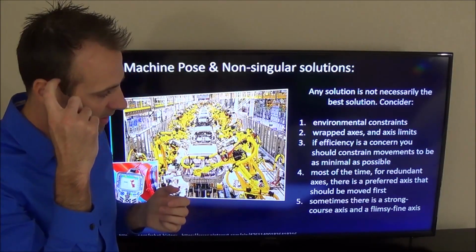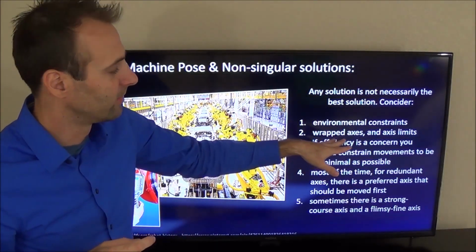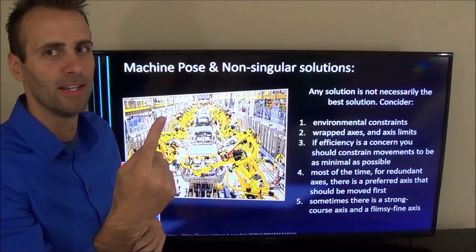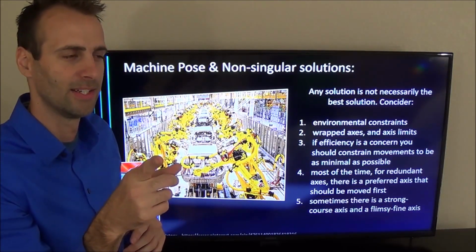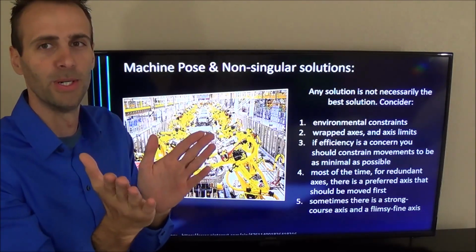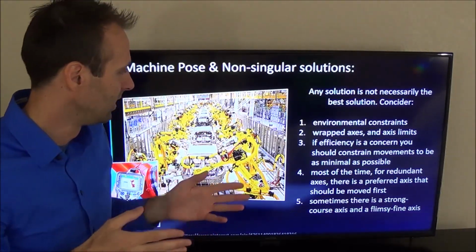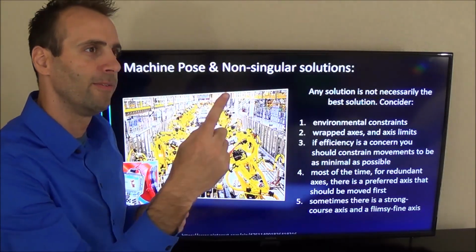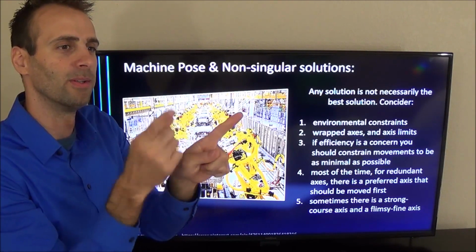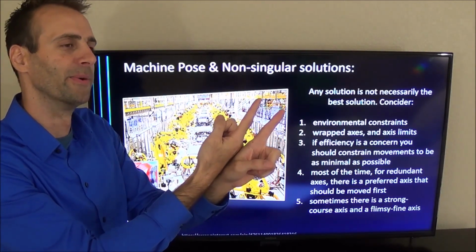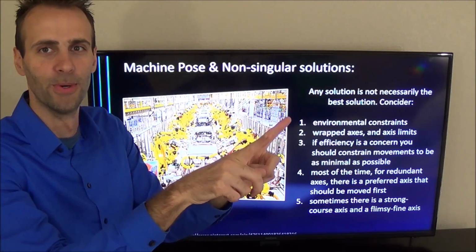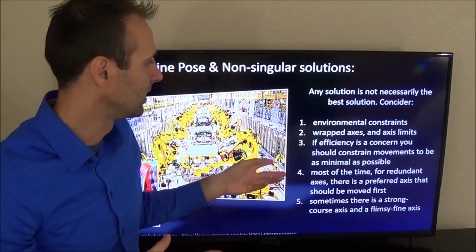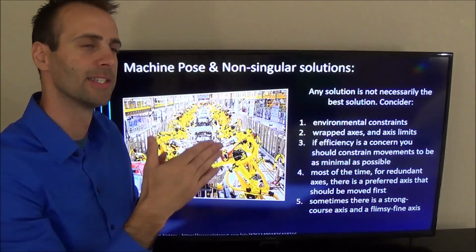Then, for example, rotary axes wrap. It goes from 0 to 360, but then it keeps going. 361 is the same as 1, right? So when I solve for this, I might be at 359 and I need to go to 2. Well, my solution might tell me I need to reverse back down to 2. Well, that's horrible. So look for wrapping opportunities and things like that, and then also consider your axis limits.